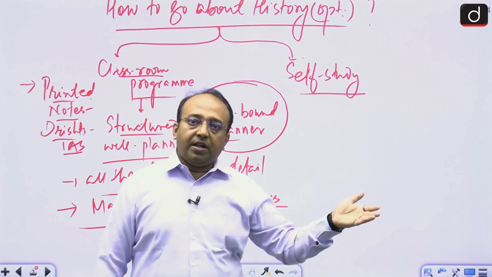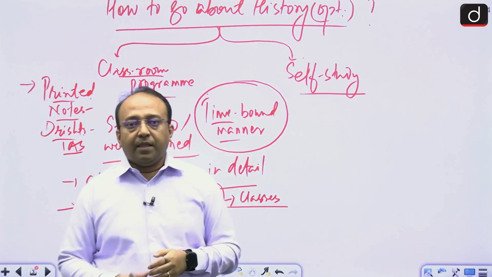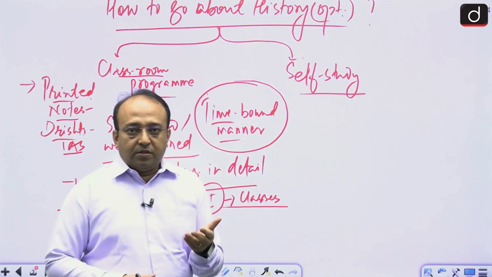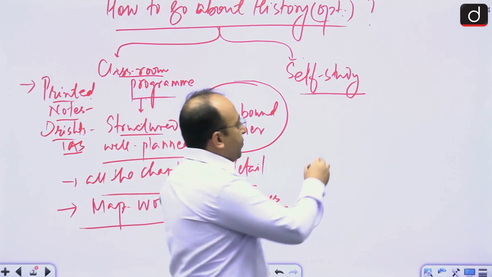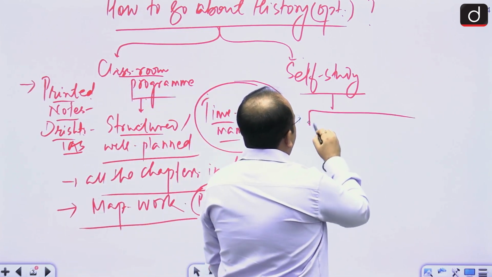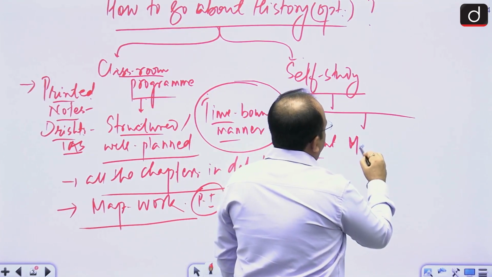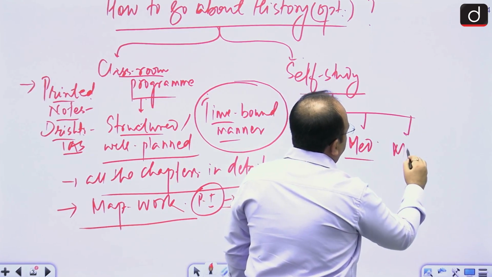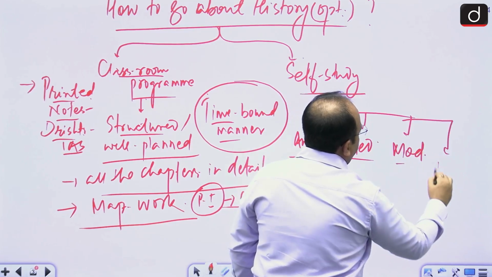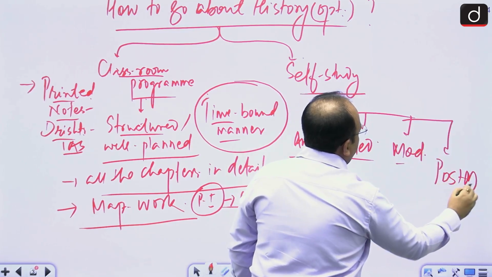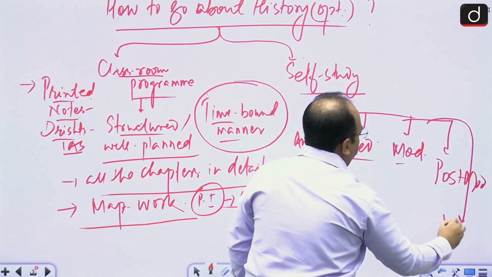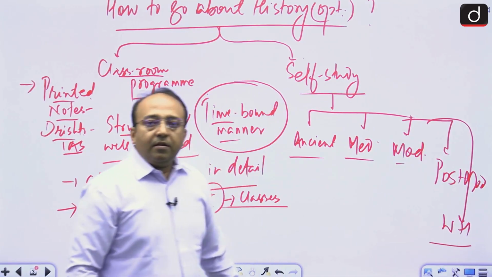Then the same difficulty is also there in the syllabus of medieval India. If I tell you in clear words, if you have to go for self study, you are supposed to read many books in ancient India, so also in medieval India, so also in modern India, so also in postmodern India, and then also in world history.